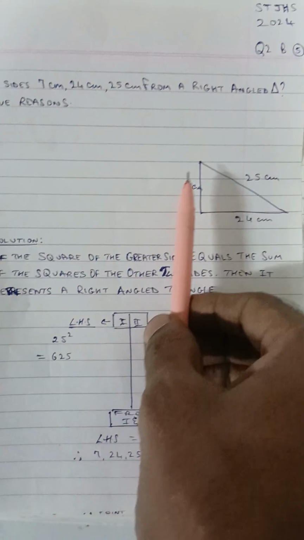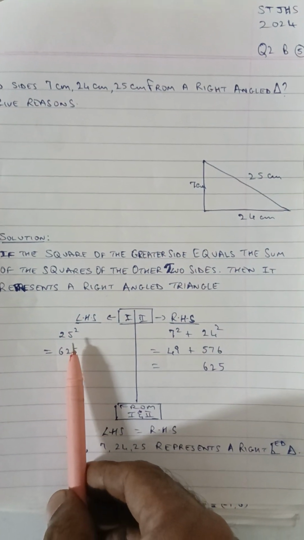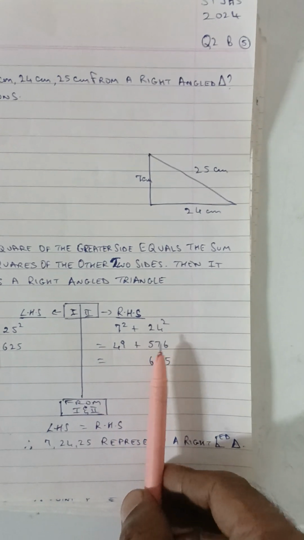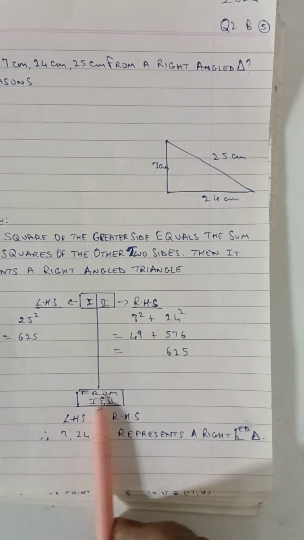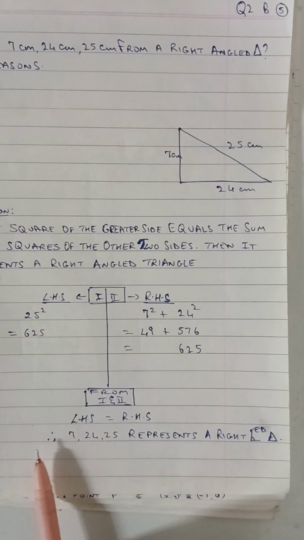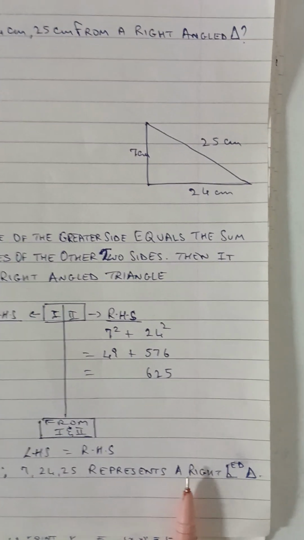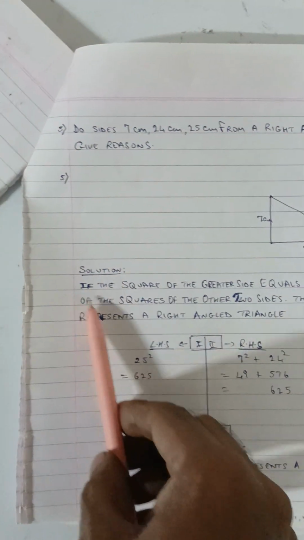Left hand side, we will take the greater side, 25 square, 625, and the other two, 7 square plus 24 square, that is 49 plus 576, is 625. From 1 and 2, left hand side equals right hand side. Therefore 7, 24 and 25 represent a right angle triangle, as it satisfies the statement.